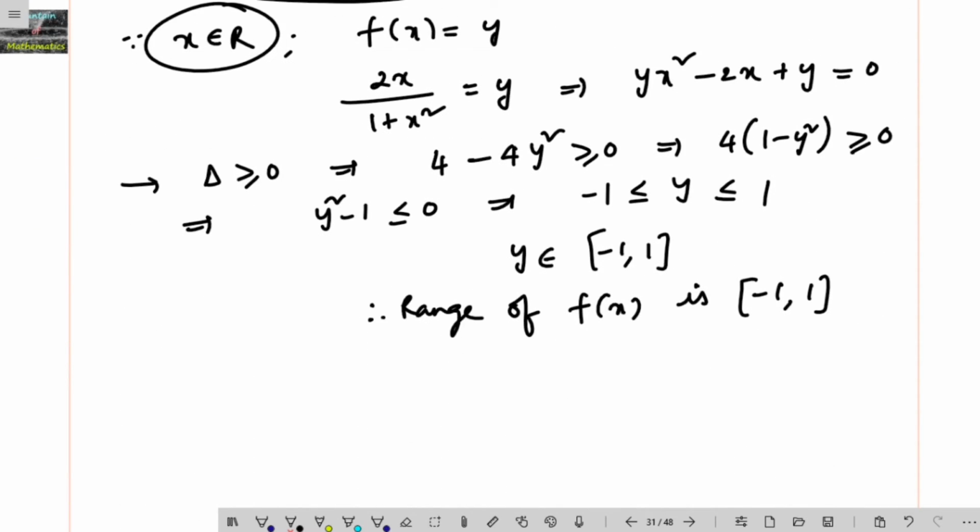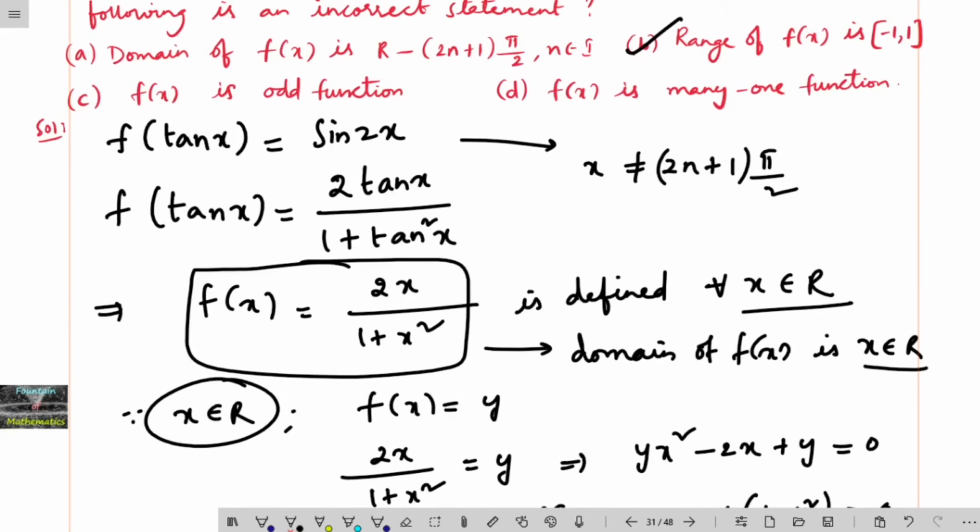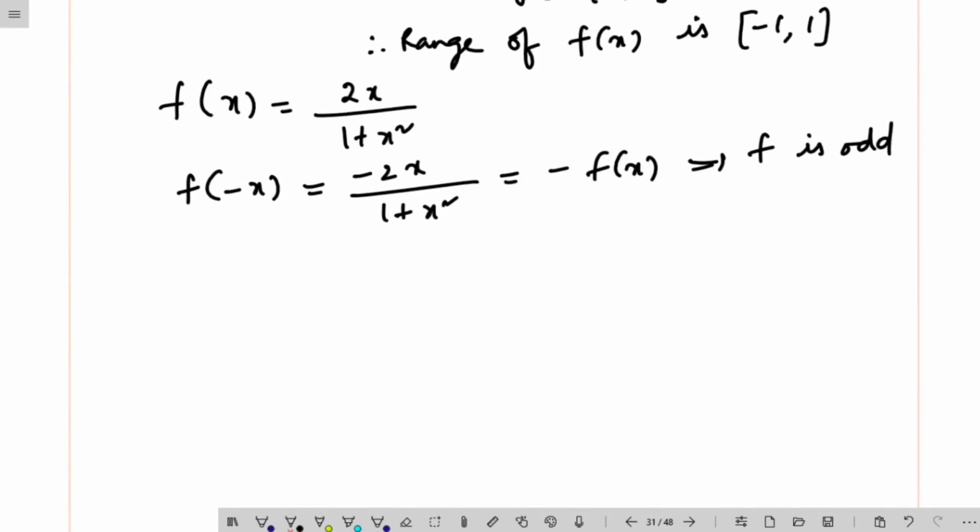Now let me check whether it is onto or not. Since f of x is equal to 2x upon 1 plus x square, what is f of minus x? It is minus 2x upon 1 plus x square, which is nothing but minus of f of x. So f is an odd function, and this is also correct.